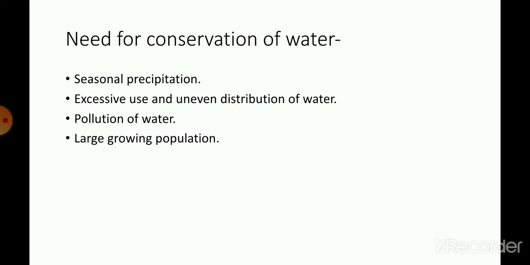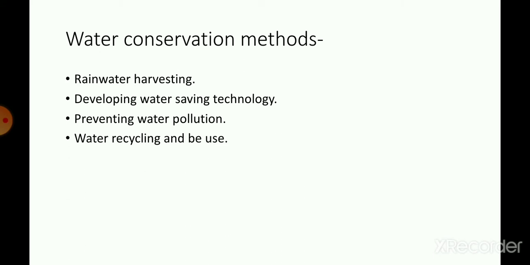Next, need for conservation of water. First point, seasonal precipitation. Next, excessive use and uneven distribution of water, pollution of water and large growing population. These 4 points are enough for your examination. Next, water conservation methods. Rainwater harvesting, developing water saving technology, preventing water pollution, water recycling and reuse. Among these 4, we are just going to study about rainwater harvesting.